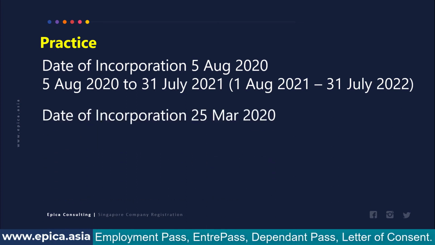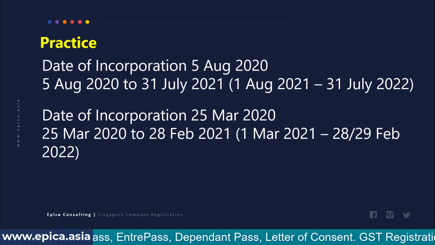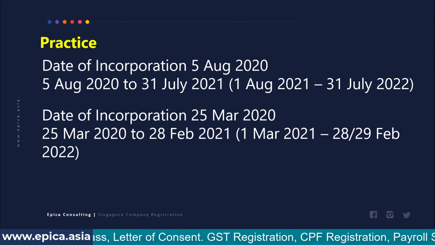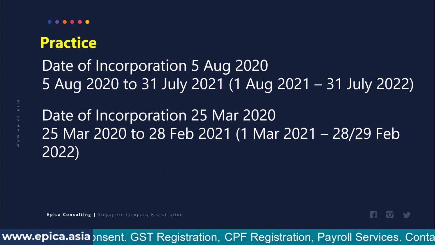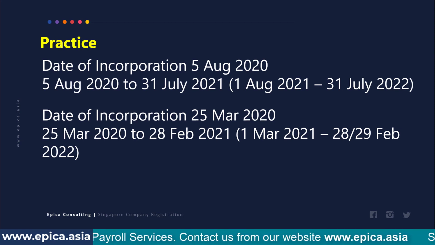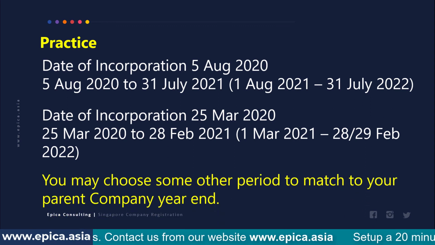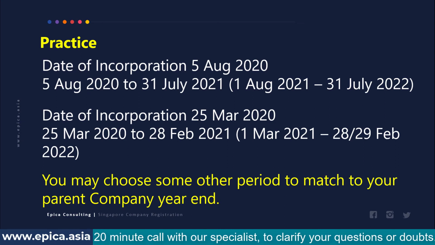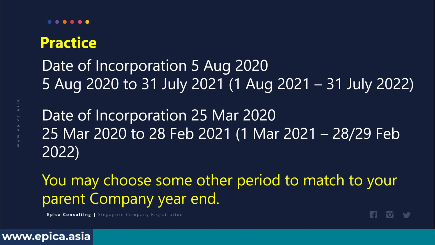The date of incorporation is 25th March 2020. In that case, the first accounting year will be 25th March 2020 to 28th February 2021, and thereafter it will always end on 28th or 29th February of that specific year, depending on whether that year is a leap year or not. Now, one exception to this rule that we follow is if you are incorporating a subsidiary, then you may like to follow your parent company's accounting year for the subsidiary also. In that case, we will ignore the two examples and follow your parent company's year end.